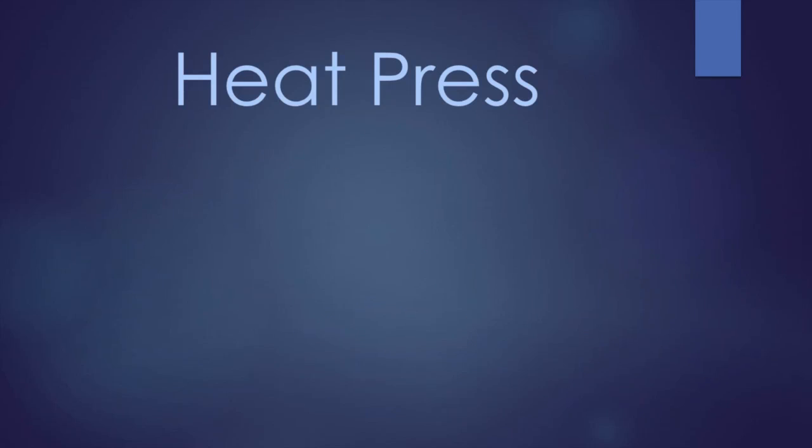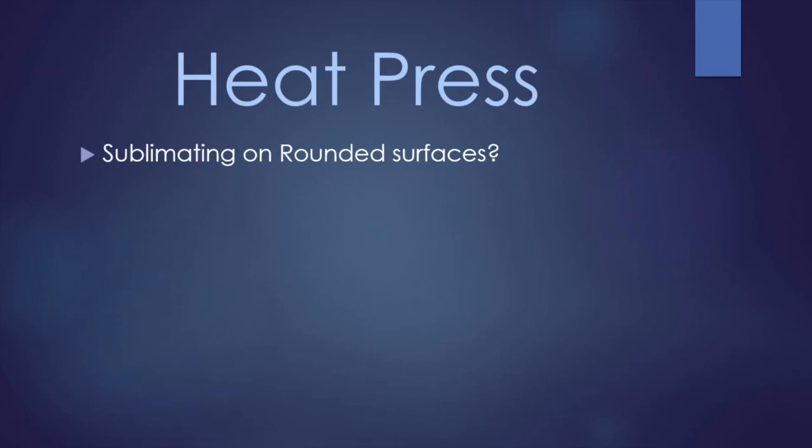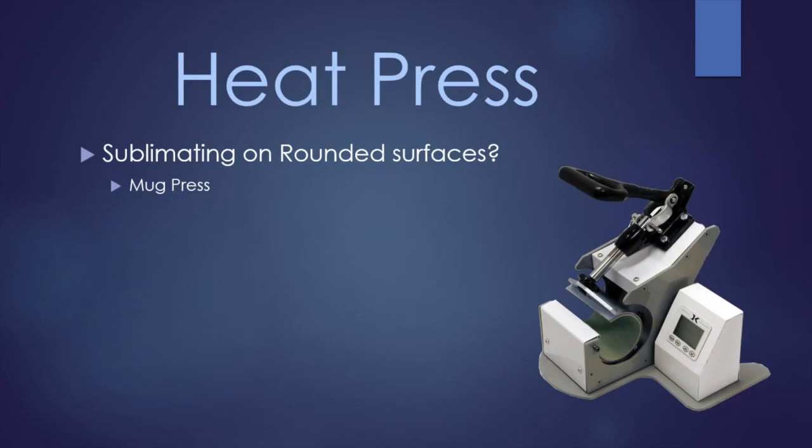Next feature I want to talk about is how you would sublimate on a round surface, for instance, like a mug. To sublimate on anything that has a curved surface that's not flat, you would need a specific type of press. Mugs are our highest selling item, but to do mugs, you have to have a specific press.